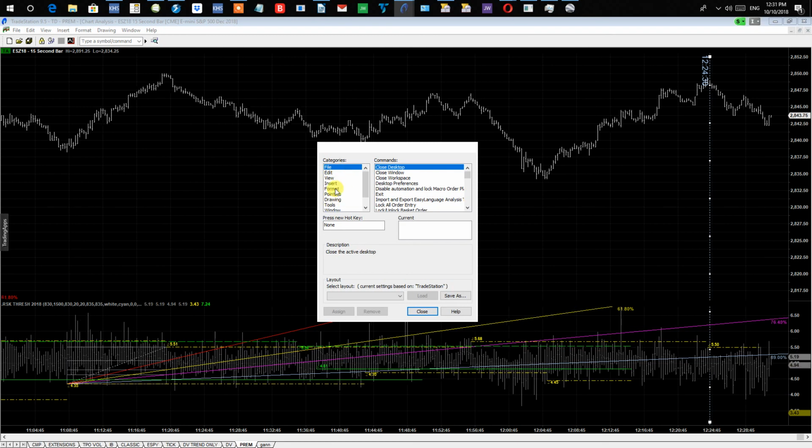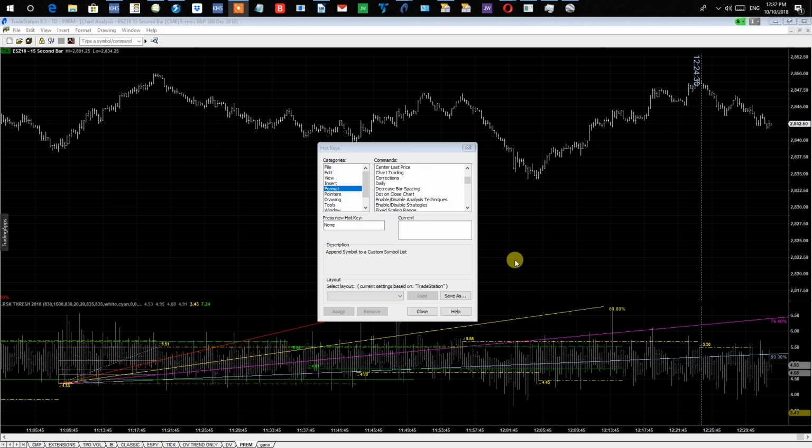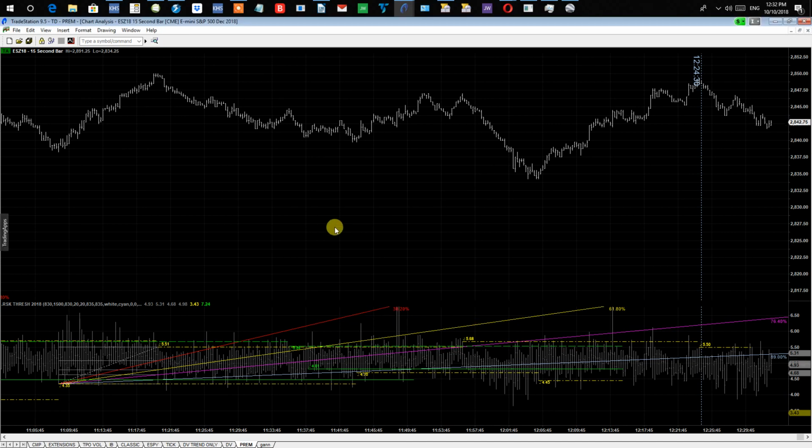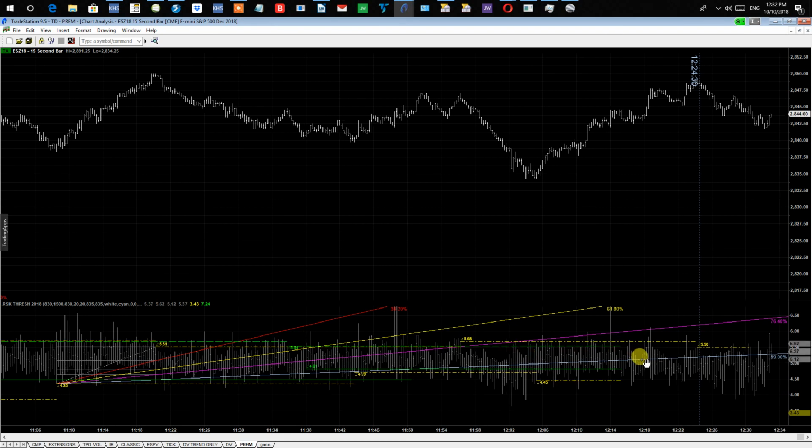For example, in the drawing tools, the Fibonacci fan has a hotkey of F10. You can also go to format, enable or disable analysis techniques. I've set it up so that if I need to retoggle the threshold indicator, I can. Right now it doesn't look like there's much of a need.